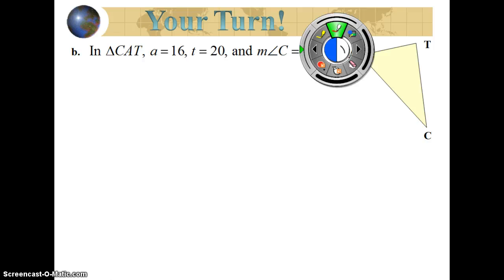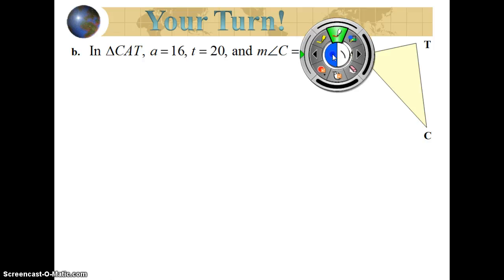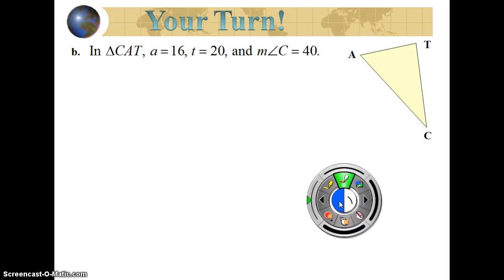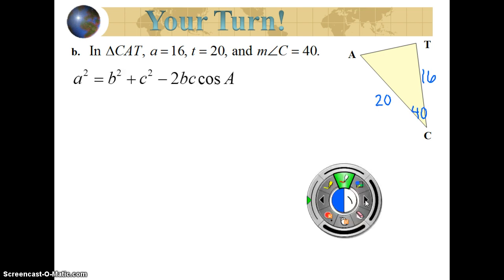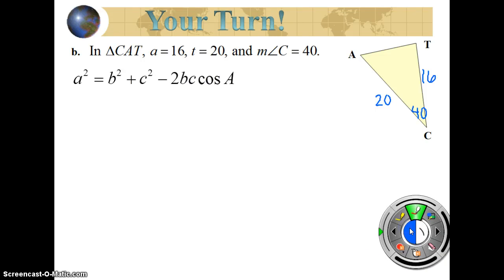All right, the next one, we have triangle CAT, where A is equal to 16, T is equal to 20, and the measure of angle C is 40. Now I can't use the law of sines because I don't know an angle and the side across. I know this angle, so I know that this is going to have to be the cosine of 40, which means the side that I have to put right here is side C.